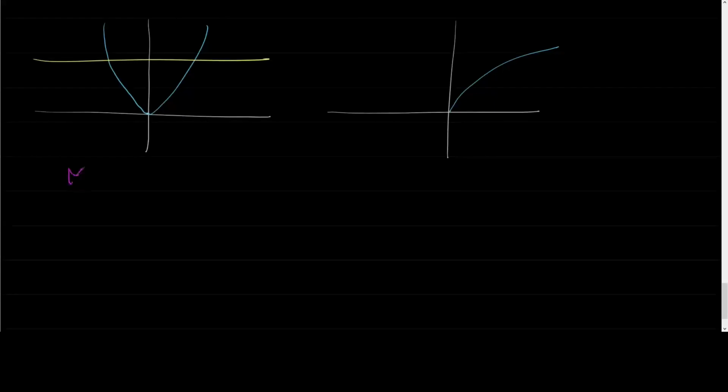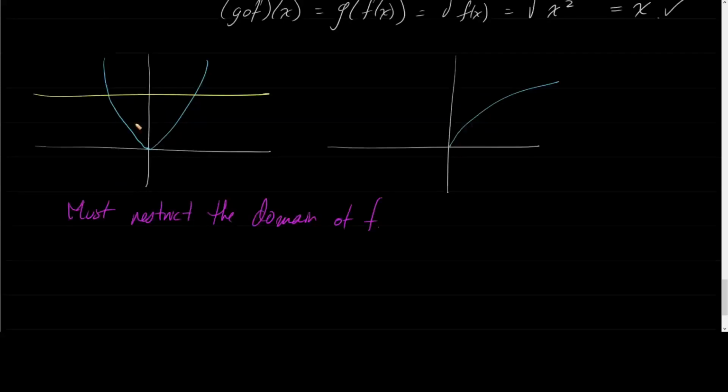So we must restrict the domain of f. And what do I mean by that? Well, we're going to restrict this so that we can actually pass the horizontal line test, all right? And what we're actually going to do here to restrict this is we're going to get rid of all these values over here on the left. So how are we going to do that? Well, let's just say this.